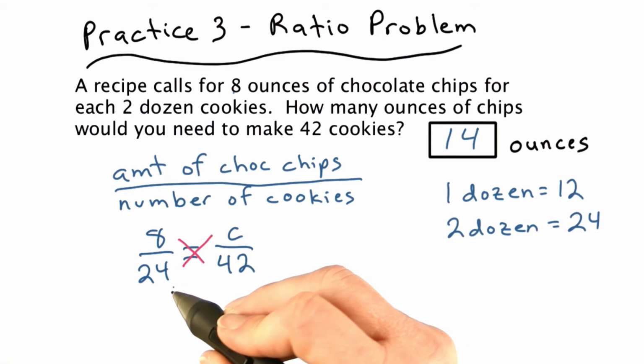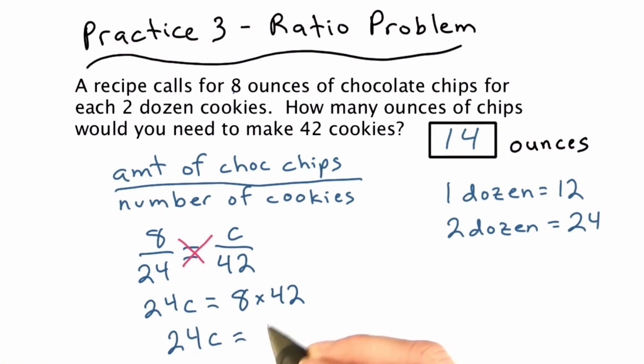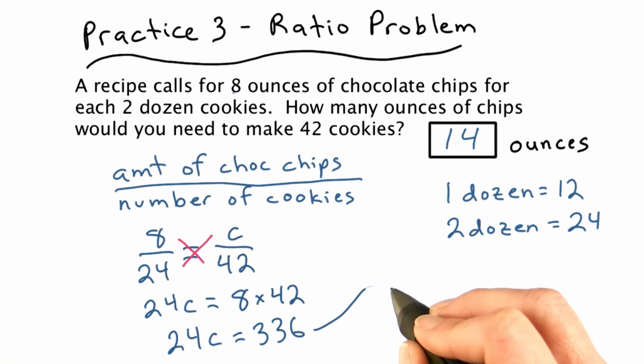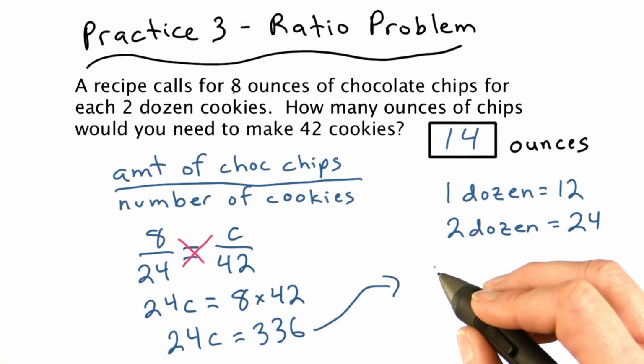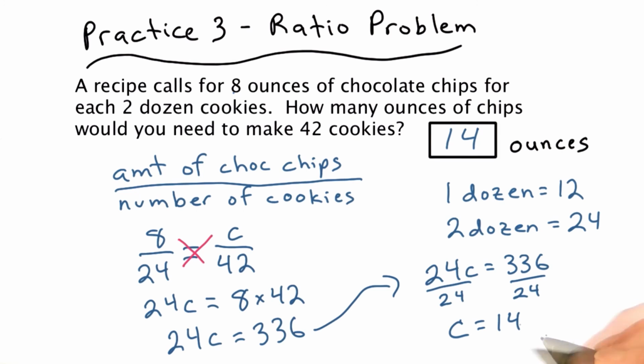When we cross multiply, we get 24 times c is equal to 8 times 42. So we get 24c equals 8 times 42 is 336. To solve this, all we have to do is divide both sides by 24. 336 divided by 24 is 14. So we get c equals 14, which means we need 14 ounces of chocolate chips to make 42 cookies.